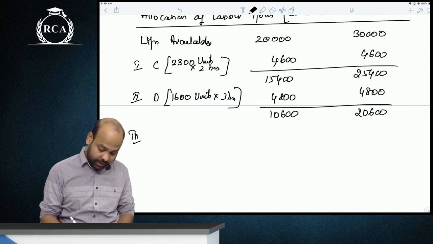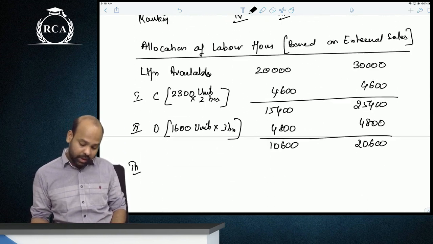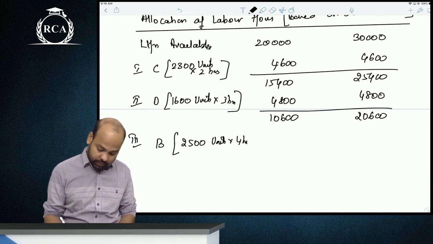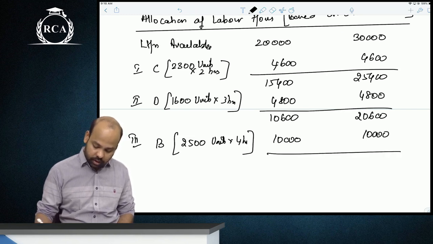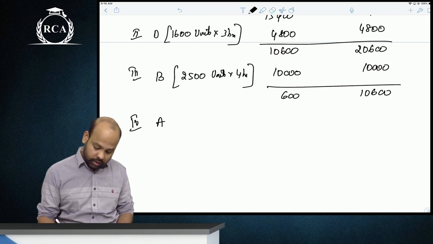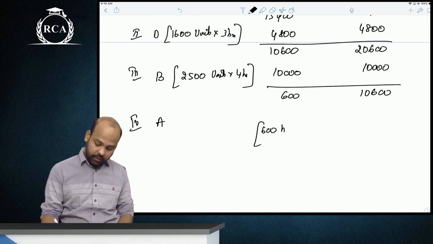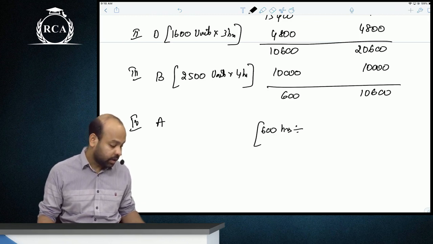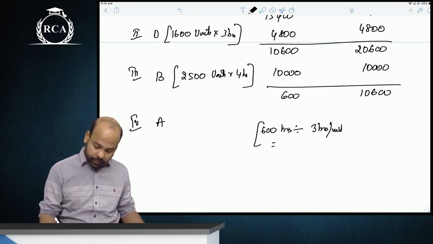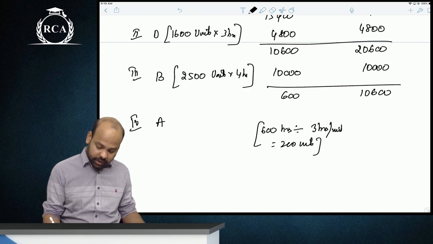The next ranking, beta, is given to product B, guys, and product B's maximum demand is 2,500 units, and that is 4 hours each. 10,000 hours. In the first case, beta, we will not be able to manufacture all the units. So here I will write 600 hours divided by 3 hours per unit. Only 200 units, beta, can be manufactured of product A.